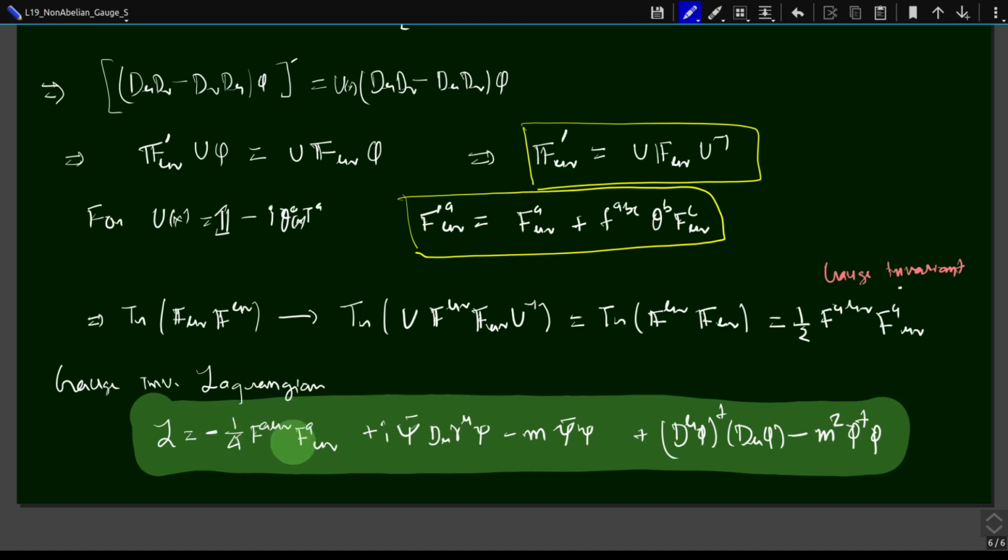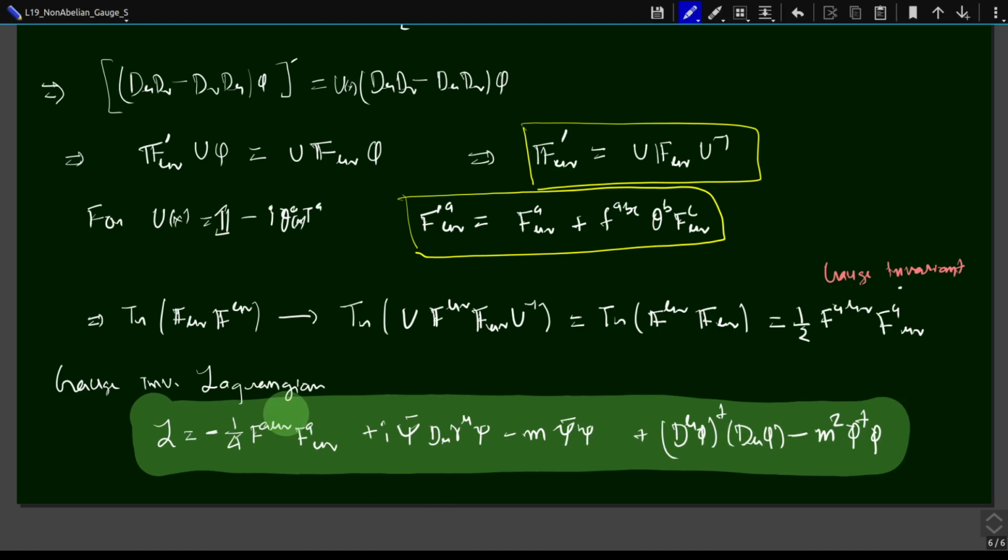This is the gauge kinetic piece, and this will also include what is called the self interaction of the gauge bosons. Here this will give me the interaction between the gauge boson and a fermion, and this will give me the interaction between the gauge boson and a scalar. The details of those interactions and expanding all these different terms will be done in the next lecture.